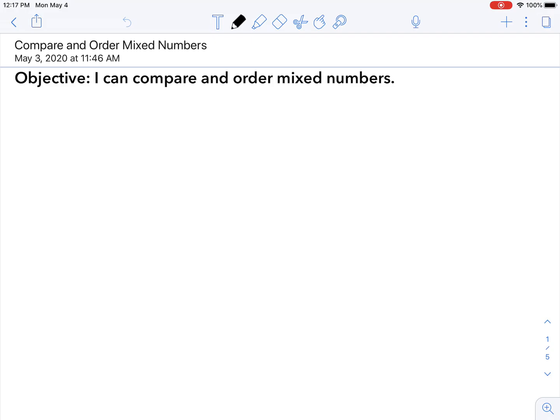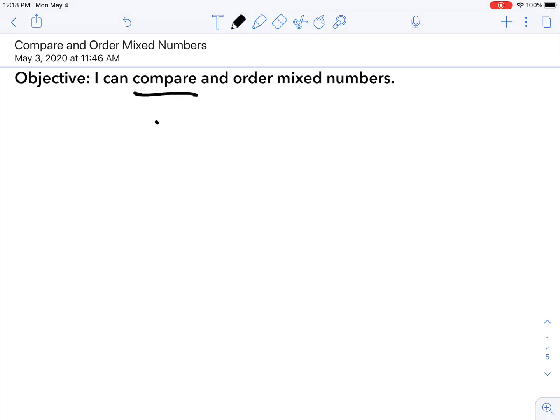The objective for this lesson is I can compare and order mixed numbers. So again, what we're doing is we're looking at, in this case, mixed numbers. They can be written in decimal form, like that, or they can be written in fraction form as a mixed number like that. And we want to remember what this means.